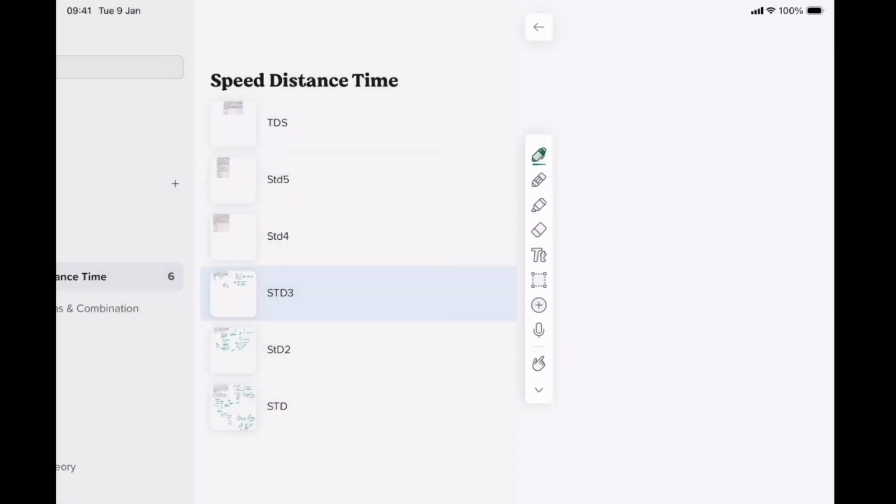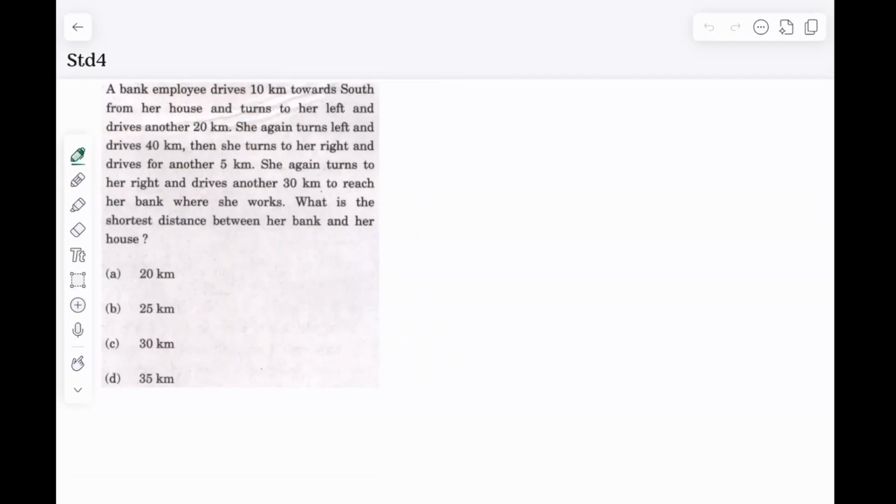Now let's look at another question of speed distance time. So it says this is basically not a speed distance time question, more of a direction question. So I'll put it in the direction. So it says a bank employee drives 10 kilometer towards south from her house. So always when you see south and all, make this compass kind of a thing where you have this north, south, east, and west. So let's begin.